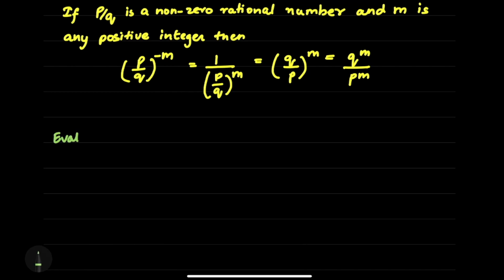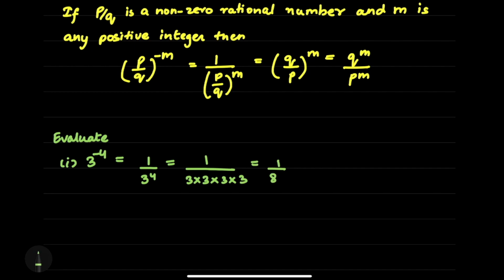Let's evaluate a simple example. 3 to the power minus 4. What does it come out to be? So we will first convert it into a positive exponent, that is 1 divided by 3 to the power 4, and then solve it. And this comes out to be 1 by 81.